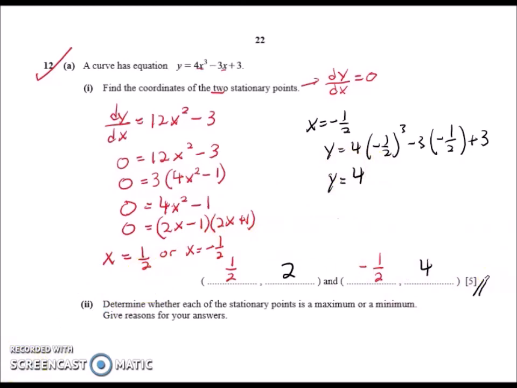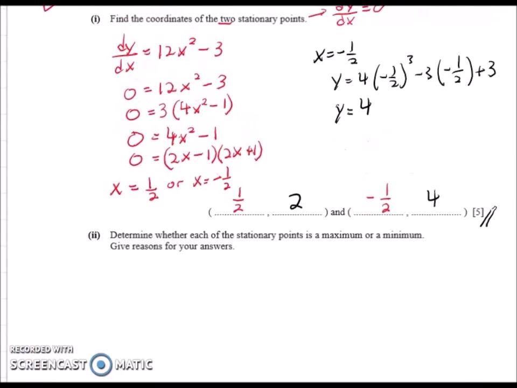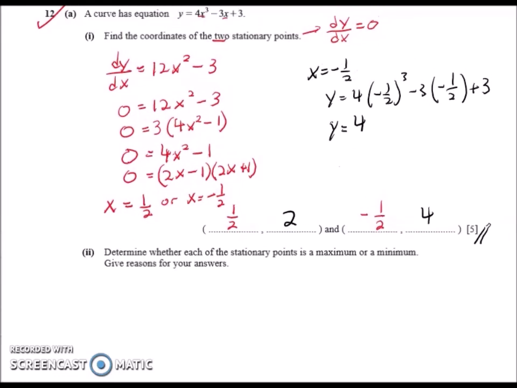Now we proceed with the next question here, which is 3 marks. Determine whether each of the stationary points is a maximum or minimum. So here we have already obtained 2 points, one stationary point and another one. Since we have done the first differentiation, now we have to differentiate it again, so it will become, let me scroll down a bit.